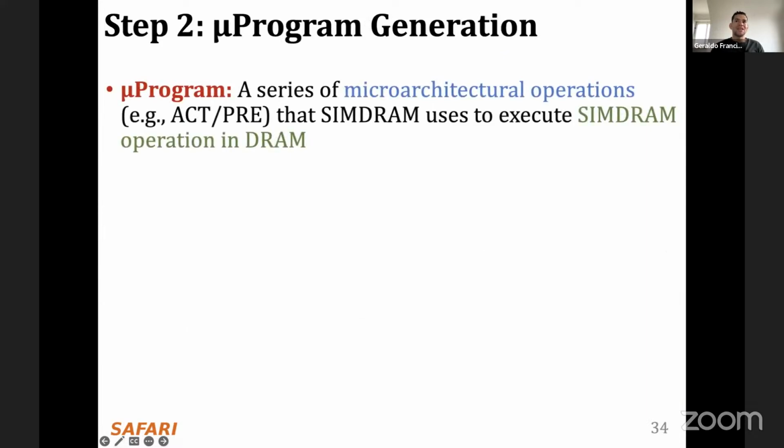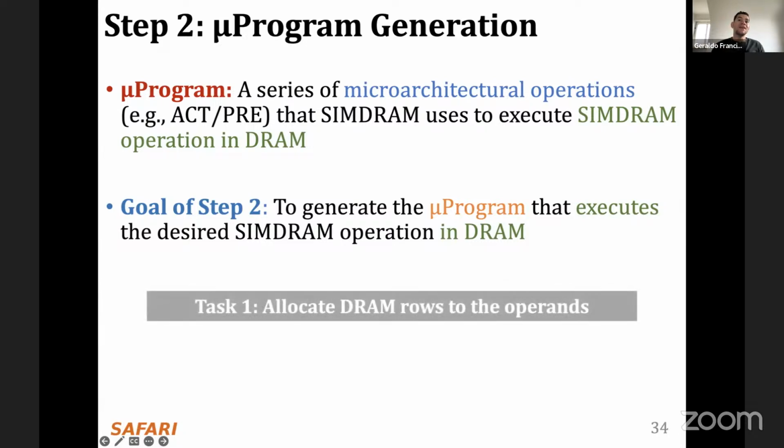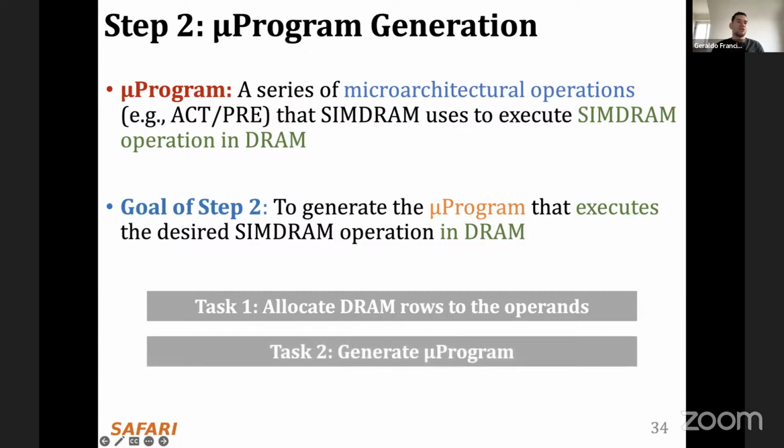Each SIMDRAM operation is stored as a microprogram, which is a series of microarchitectural operations, such as activations and precharges, that SIMDRAM uses to compute the in-DRAM operation. The goal of the second step is to take the optimized majority/NOT-based implementation generated in step 1 and generate a microprogram that executes the desired SIMDRAM operation in DRAM. To this end, the second step performs two key tasks on the optimized majority-based implementation of the operation. First, allocating DRAM rows to operands, which assigns each input operand of each majority operation to DRAM rows. And second, generating the microprogram.